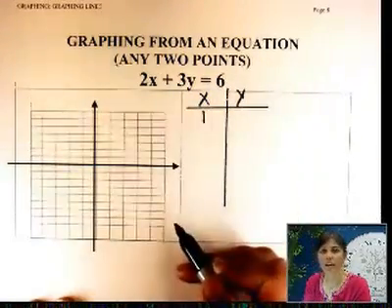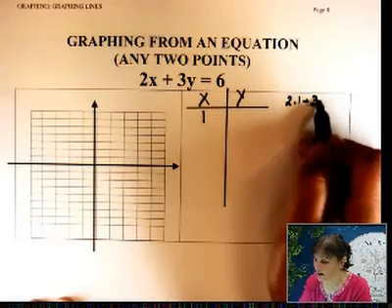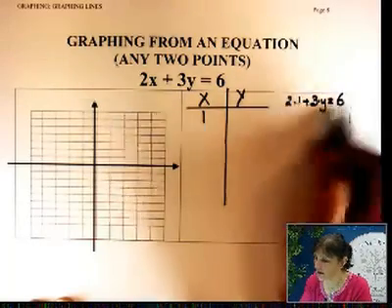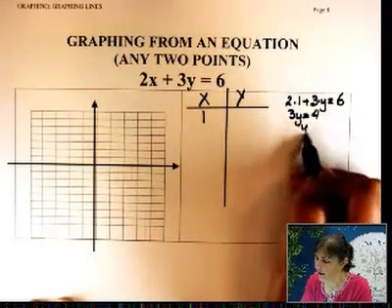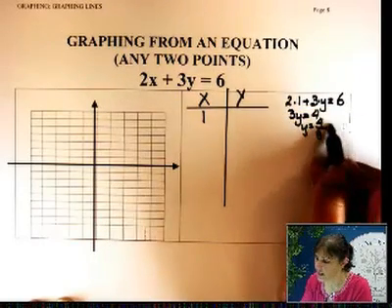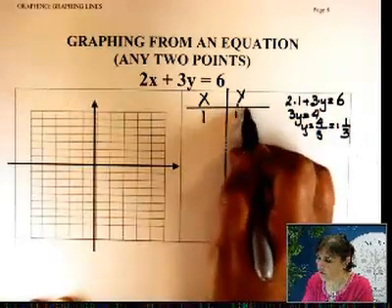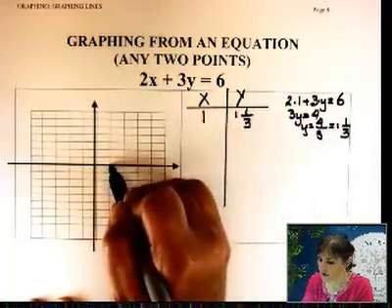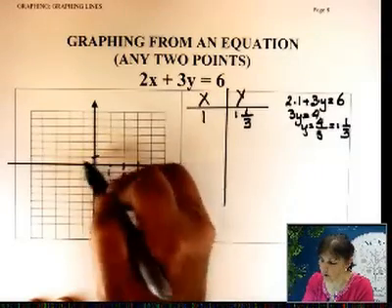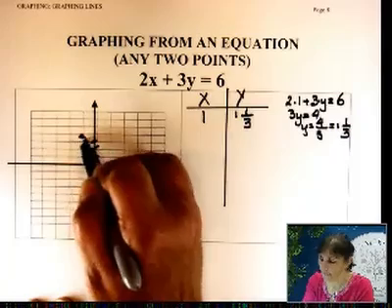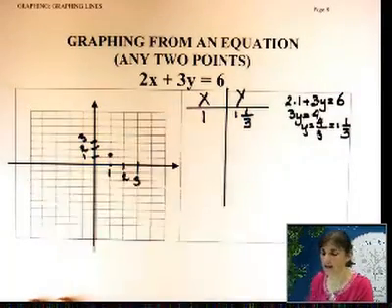And you're going to calculate your y. 2 times 1 plus 3 times y equals 6. Take that away. 3y equals 6 minus 2, that's 4. y equals 4/3, which is the same as 1 and 1/3. So when x is 1, y is 1 and 1/3. Here's 1 and 1/3, around here. That's the first point.